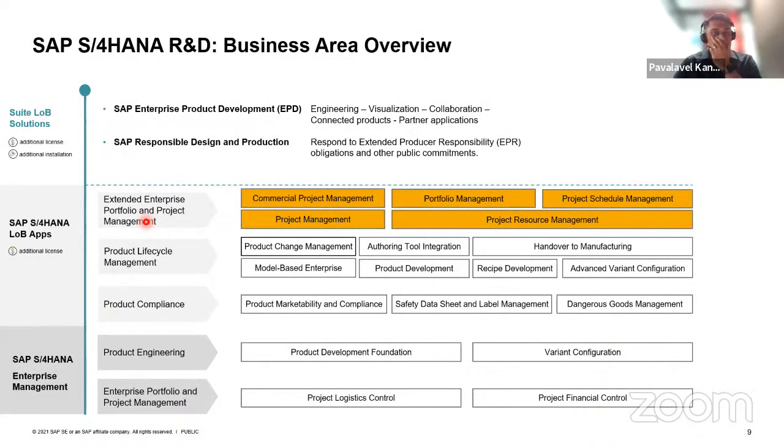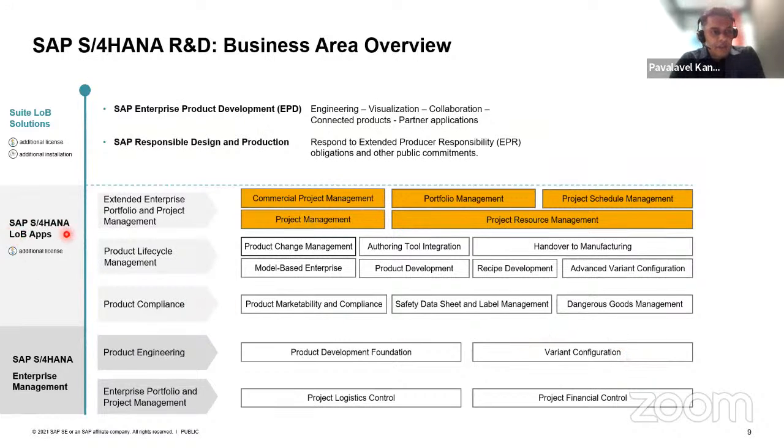Here we have the business area overview of the R&D related applications. As I mentioned before, if you notice, the component here is the same. At enterprise management level, you have the basic project systems, logistic control, and project finance control. You have product development foundation, and you have variant configuration. You have the basic variant configuration here.